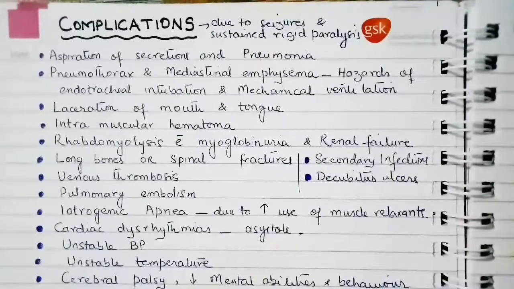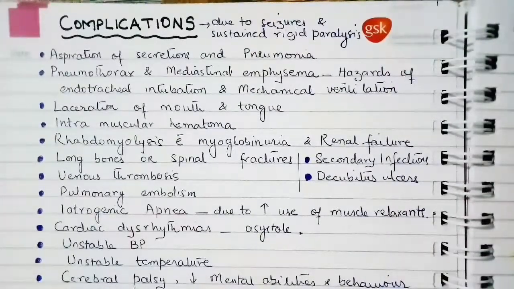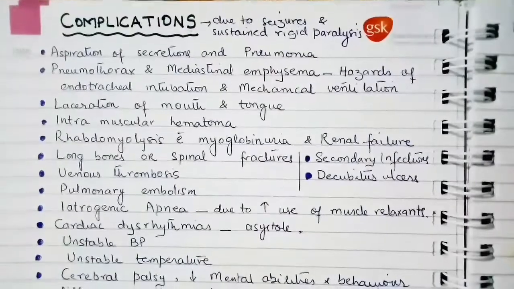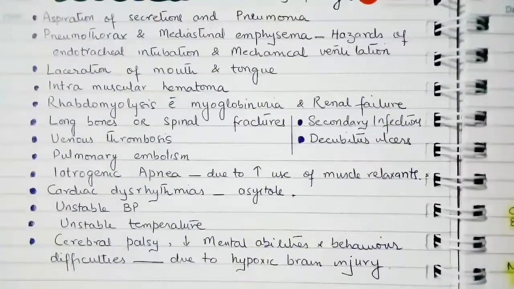Now I will enumerate the complications of tetanus. These include aspiration of secretions and pneumonia, pneumothorax and mediastinal emphysema, laceration of mouth and tongue, intramuscular hematoma, rhabdomyolysis with myoglobinuria and renal failure. Long bone or spinal fractures, secondary infections, decubitus ulcers, venous thrombosis, pulmonary embolism, iatrogenic apnea, cardiac dysrhythmia, asystole, unstable blood pressure and temperature, long-term cerebral palsy, decreased mental abilities, and behavior problems.